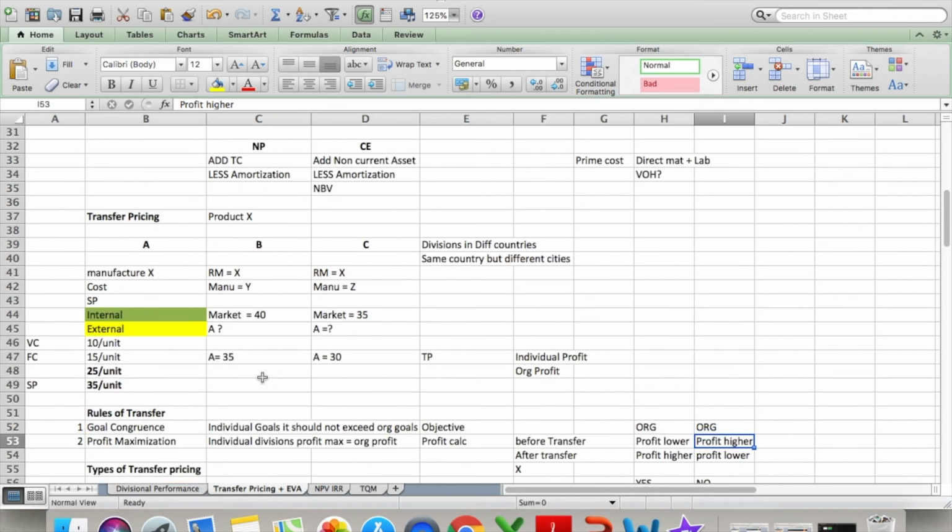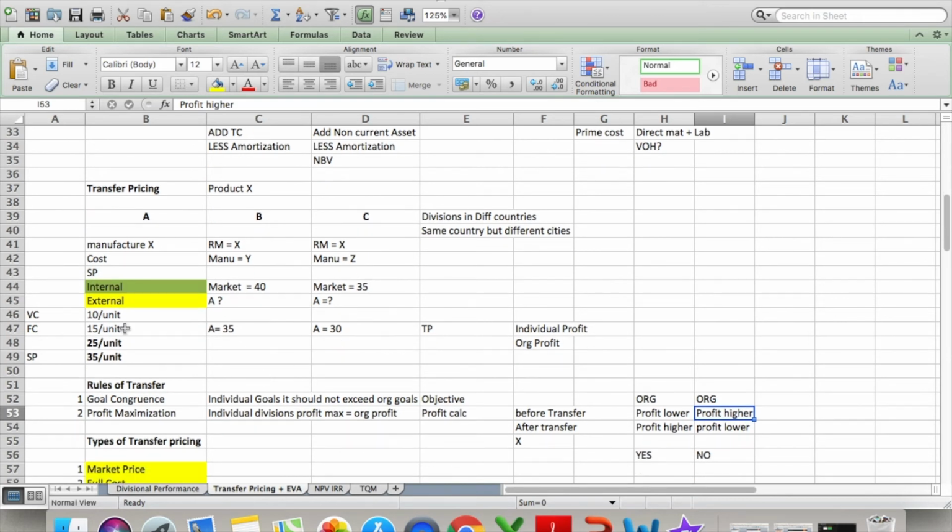Alright, now coming back again to the transfer pricing calculation. What the examiner wants from us is that we want to know what transfer price should be charged to B and C so that the profit and the goal congruence is met. The two rules of transfer pricing are met. Now let's suppose, I'm going to give you an example here. Let's suppose product X is sold internally by A and externally, right?